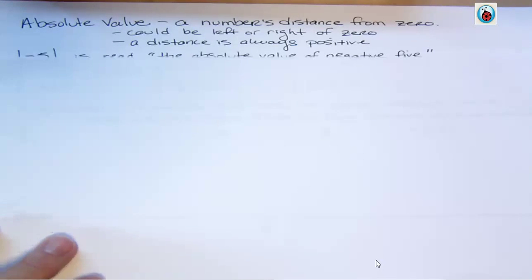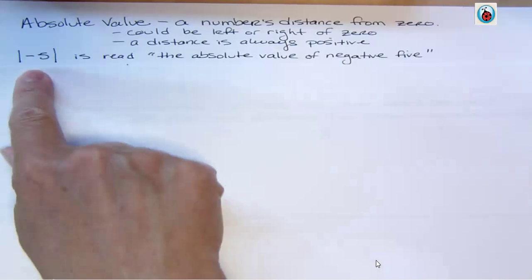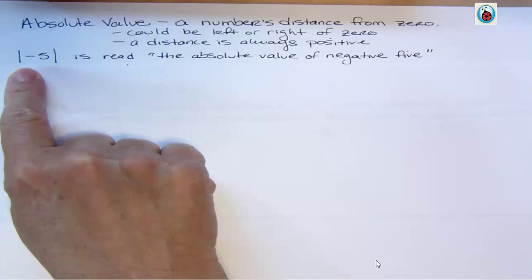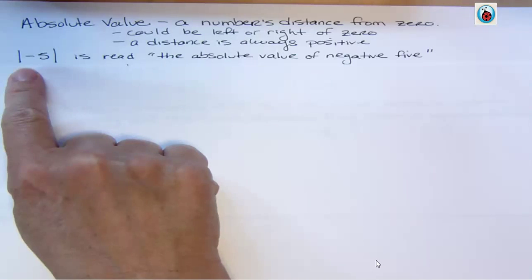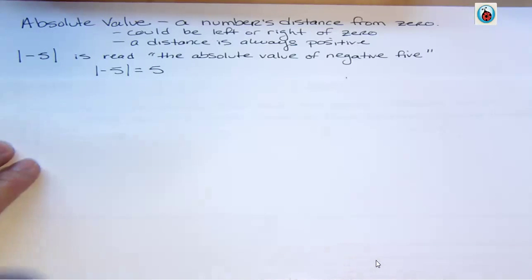When I see something like the absolute value of negative 5, that's how it's read. That doesn't tell me what it is, it's just stating the problem. It's like saying, what is the absolute value of negative 5? That's asking how far away from 0 negative 5 is. The answer is that the absolute value of negative 5 is 5, because it's 5 units away from 0.